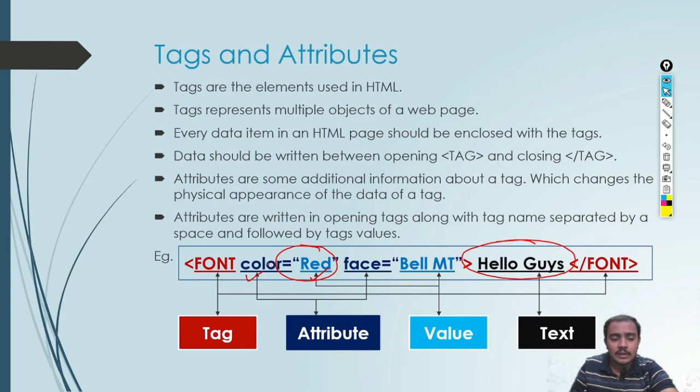Fine. So color is an attribute which we have written in the font tag after a space. This color attribute is carrying a value of red. So red can be considered as the value of our attribute. In the same manner, we have one more attribute used inside this, and you can see that we separate these attributes by just leaving some spaces.